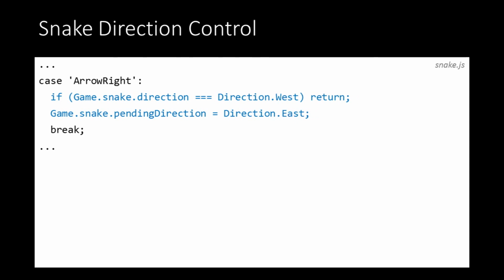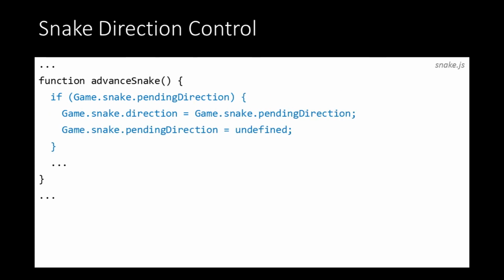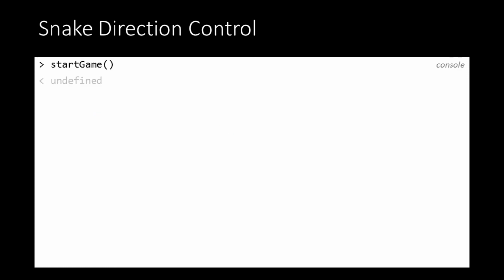Now the right arrow changes the direction to east. Next, the down arrow changes direction south. The left arrow changes direction west. Now inside of the advanceSnake function, we want to apply the pending direction to the snake direction and clear the pending direction property. In the console window, if you execute the start game function, you should see the snake moving and you can control its direction with the keyboard.